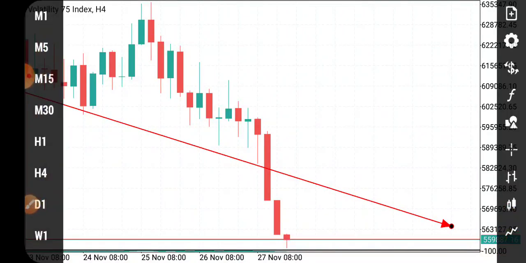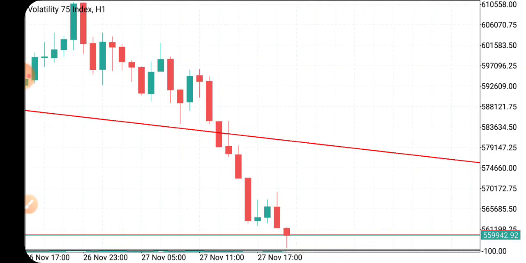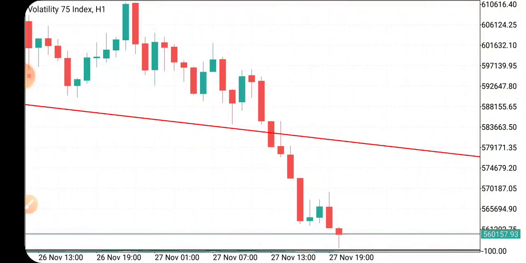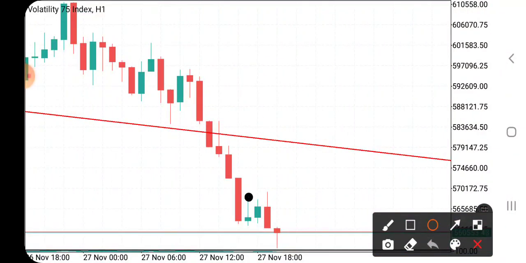So when we go down to the 1 hour time frame, you can see how far the price has gone from the line. We are expecting to see a bigger or stronger pullback than this little pullback right here, which is not enough.